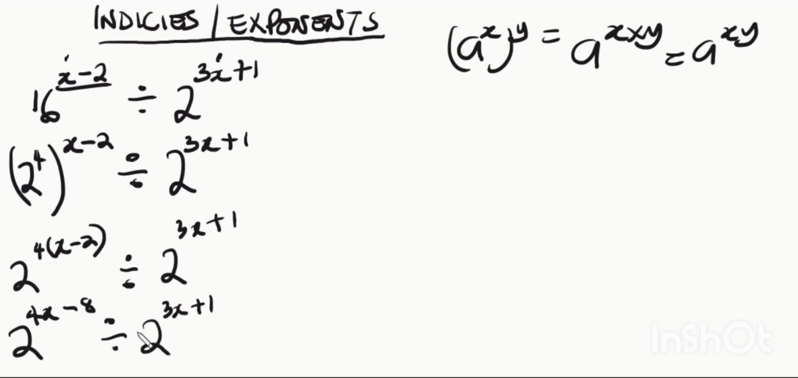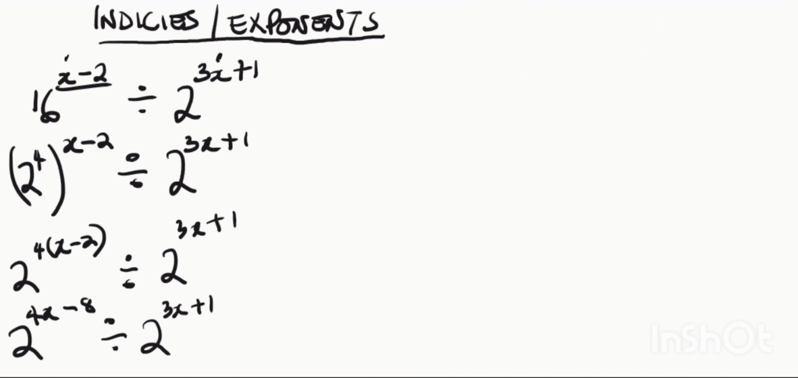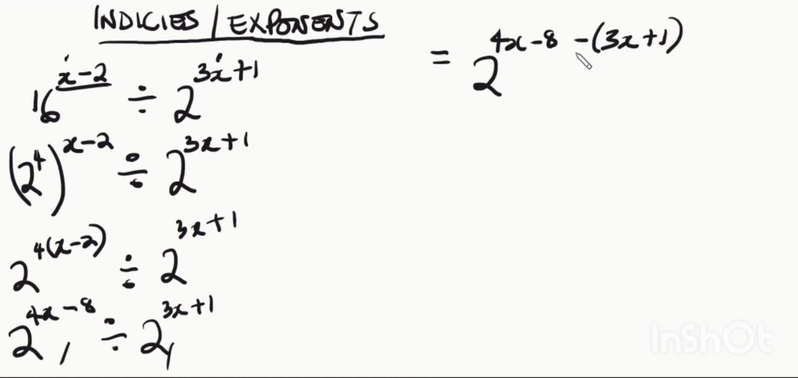Alright, so if we have that now, finally we're going to use the division law because the bases are the same. This is 2 here and this is 2 here. So we're going to use the division law and subtract the powers. Remember, division law, you subtract the powers. So this is going to be equal to 2 raised to the power 4x minus 8, minus 3x plus 1. Please put it in the bracket so you don't make mistakes, because when this bracket is opened, there is going to be a negative sign there.